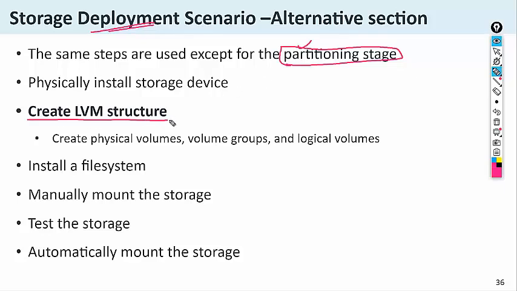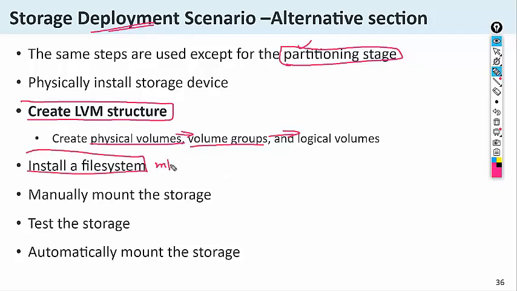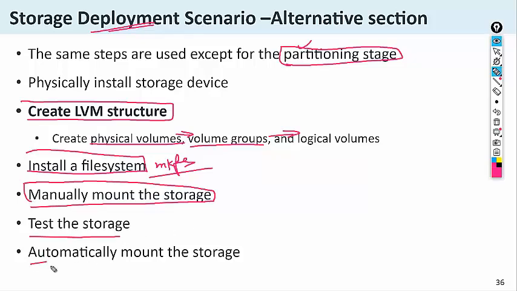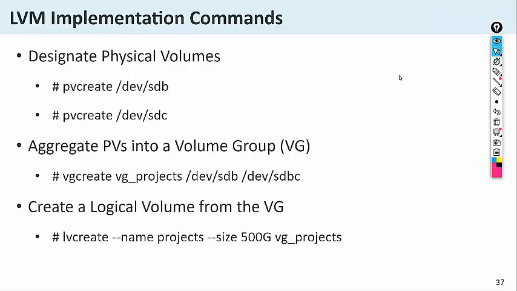So you will have to create an LVM structure. Structure means physical volume, then volume group, then logical volume. Okay, install a file system means mkfs, and manually mount the storage, and then test the storage, then automatically mount the storage later. So how can all these things be done? The pvcreate command will be used for creating the PV and all these things. So how can we do that?